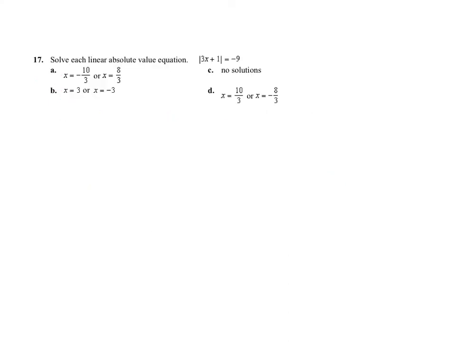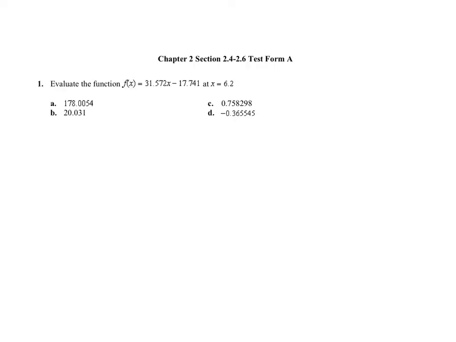So another one. But this one is actually really nice. I don't even have to do anything. I should look at this right away and see it's an absolute value equals a negative, and there's no way that can happen, so you should know right off the bat that the answer is C. Okay, so let's begin. Make sure you are looking at the right form test, please.